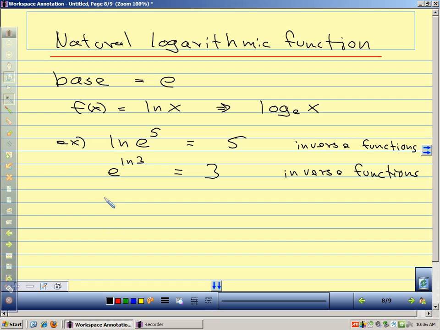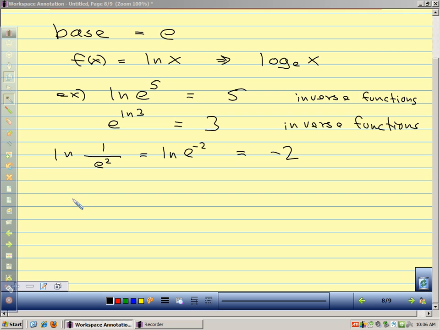And if I want to look at the natural log of 1 over e squared, I can rewrite this as the natural log of e to the minus 2. And this is just minus 2. They're inverse functions. They undo each other. A couple more examples with this, just going back and forth between logarithmic and exponential form.